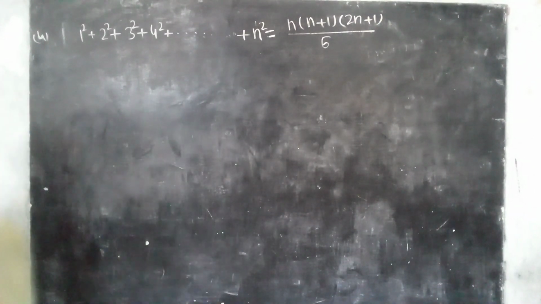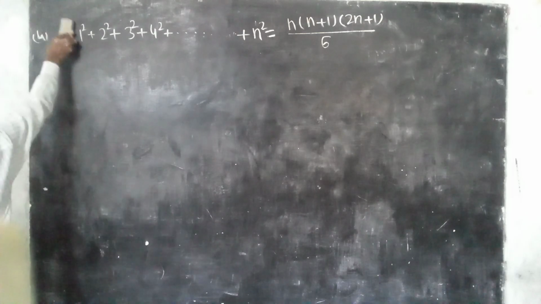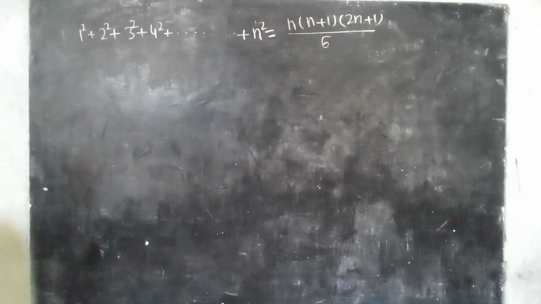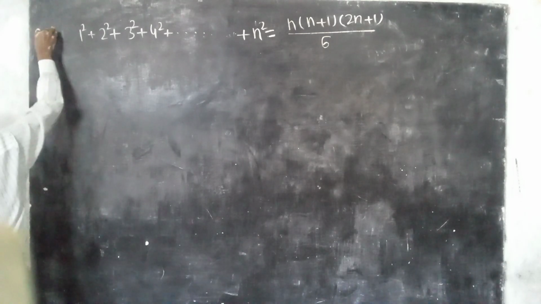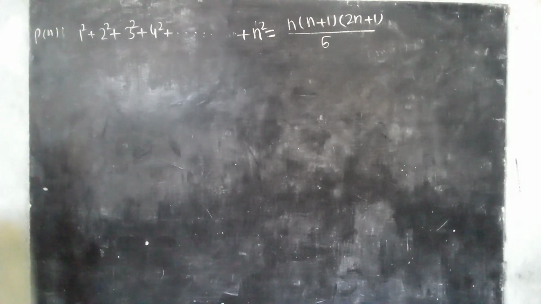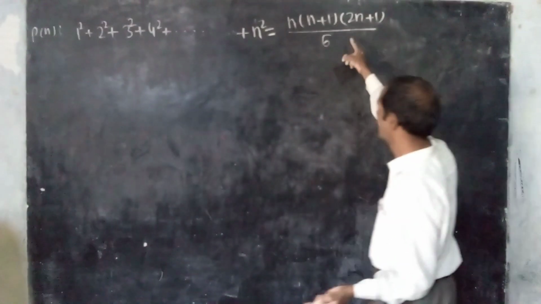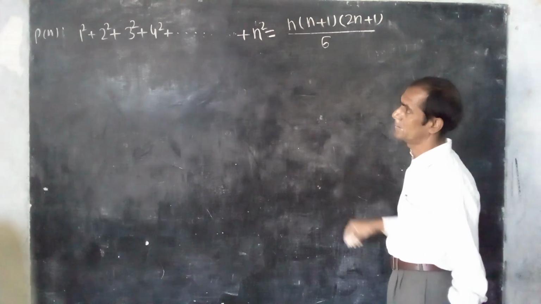So write the given statement like this: Pn such that 1 square plus 2 square plus 3 square dot dot plus n square is equal to n(n plus 1)(2n plus 1) by 6.